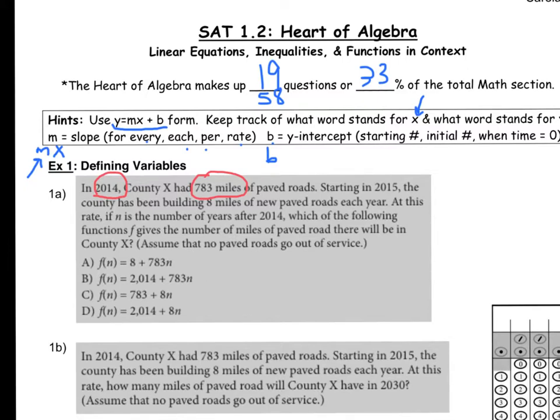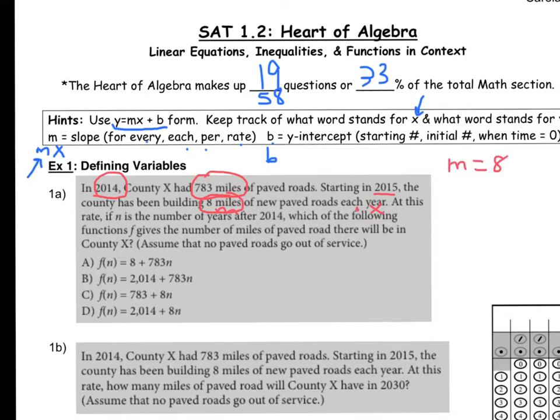So then the year after that, in 2015, the county began building roads, 8 new miles of paved roads each year. So automatically when I see that word each, it makes me want to multiply by whatever the variable is for years. Since I'm fairly confident this is going to be the m, I really want to put an x next to it. So we'll see if we're going to use x. At this rate, so we know 8 is the rate, so it's the slope for sure.